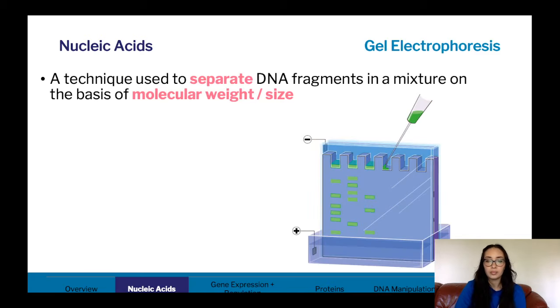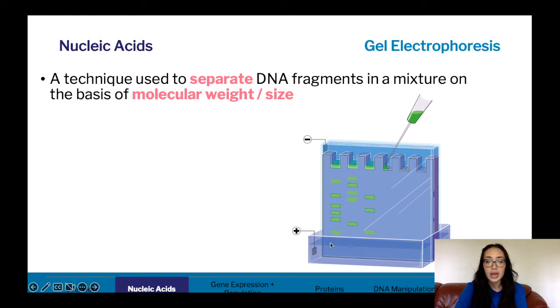Gel electrophoresis is a technique used to separate DNA fragments in a mixture on the basis of molecular size or weight. You've got electrodes, positive and negative. We know DNA is negatively charged. We're going to put the DNA in the wells at the top, and there are little pores through this gel. It's a really thick jelly-type slab.